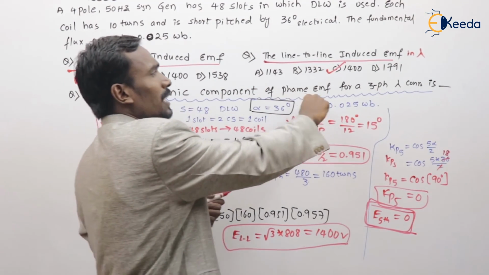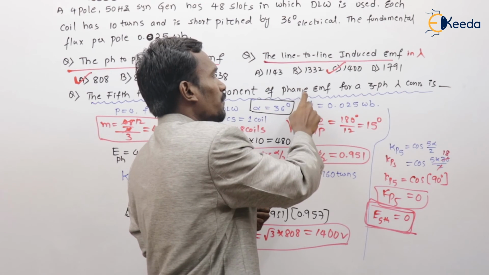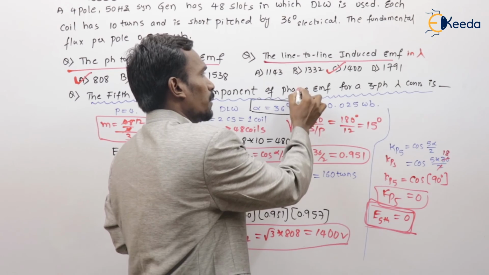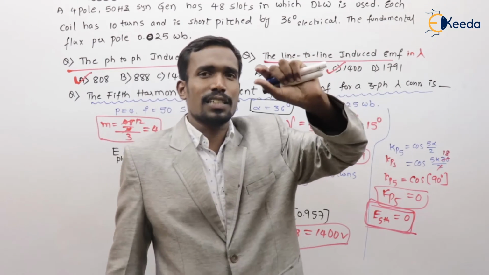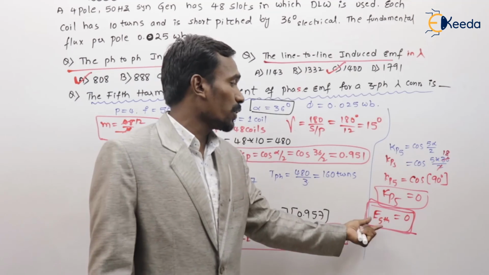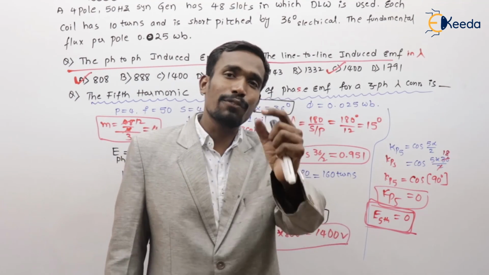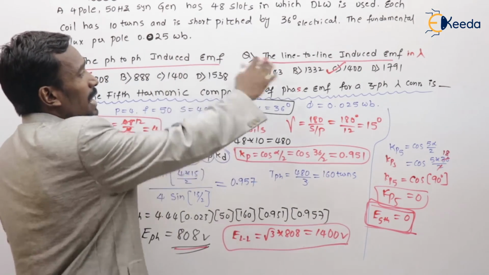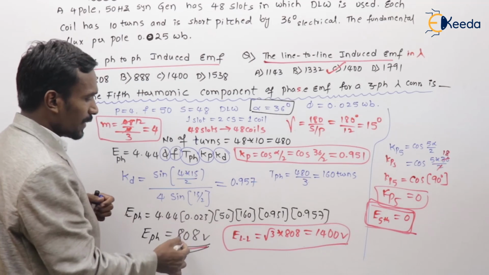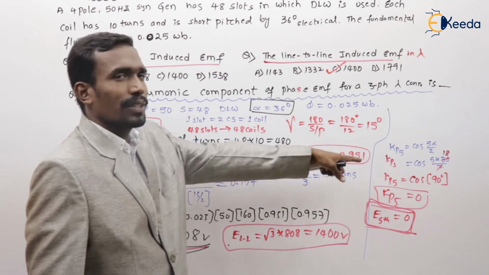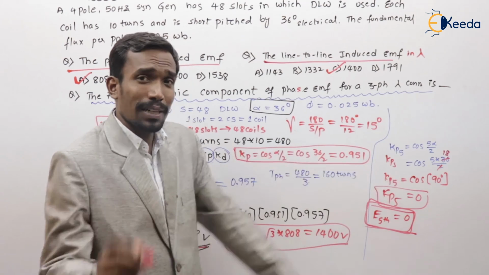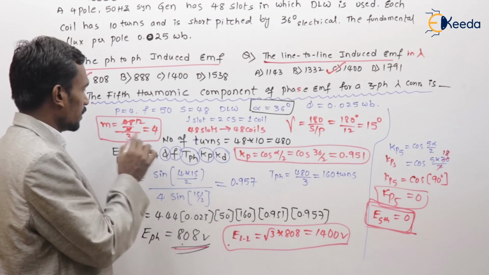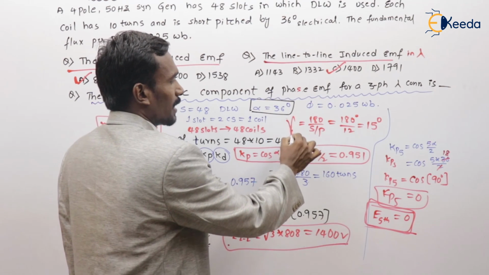So what is our answer for this question? The fifth harmonic component of phase EMF for the three-phase star connected alternator is 0, because my Kp5 is 0. A very simple question actually, but lengthy because we have 3 questions: one is the E phase, another is the E line, and the other is the fifth harmonic EMF. But here you have to observe how I find the number of turns per phase, m, and the slot angle gamma.